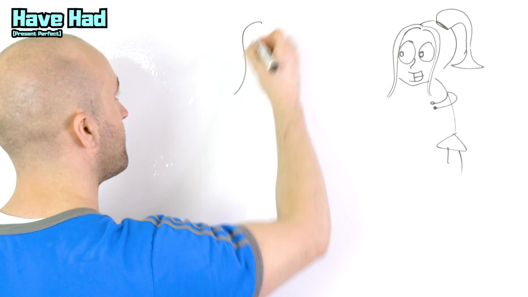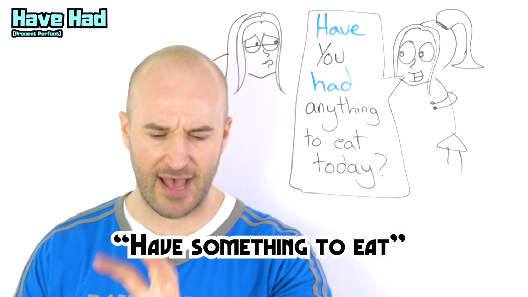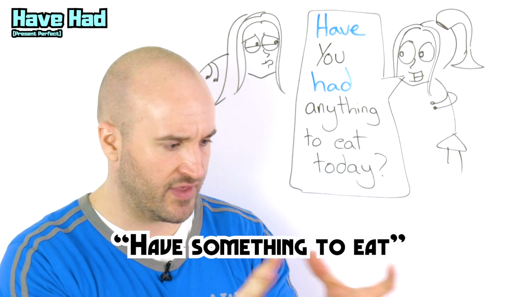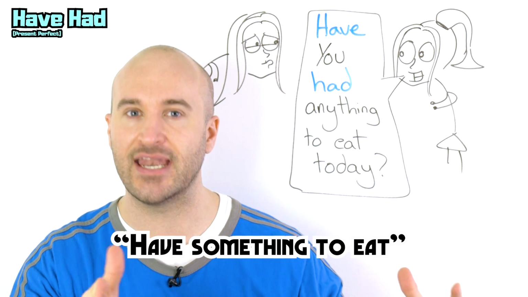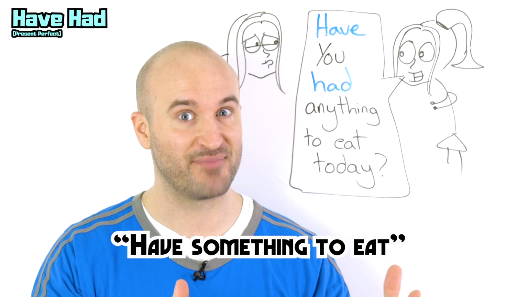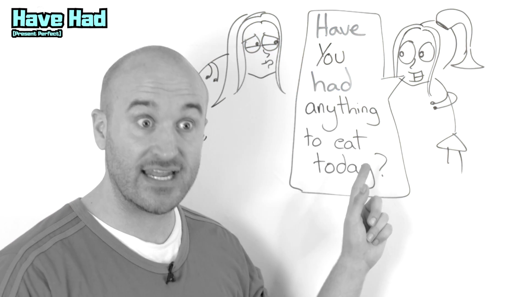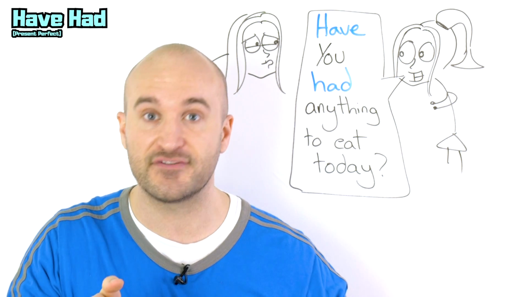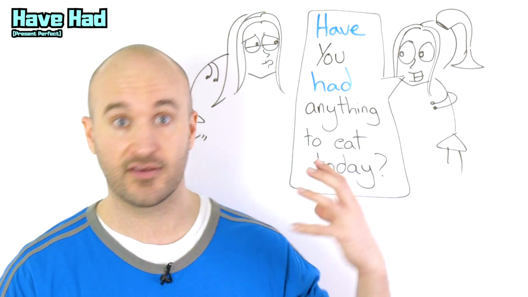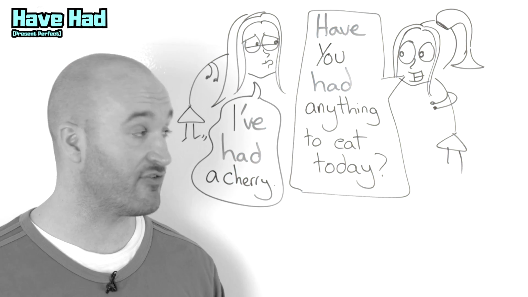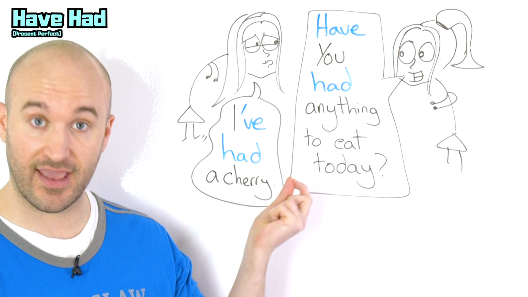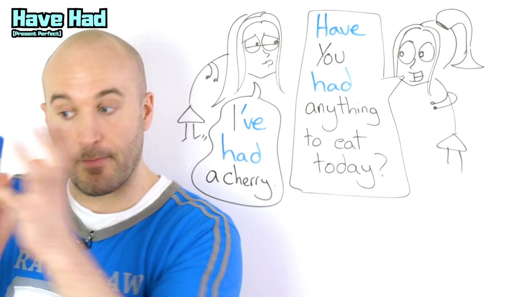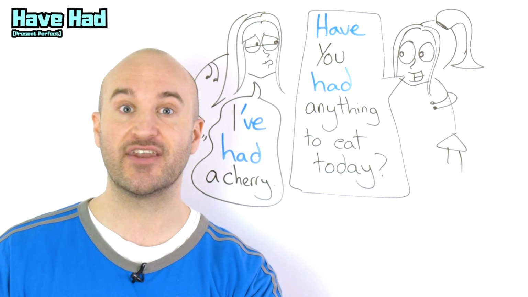For example, have something to eat. You want to know, did they have something to eat today? From the beginning of today until now. It's present perfect. So she'll say, have you had anything to eat today? Remember, today, that's still continuing. She's asking from the beginning of today until now. And her answer can be, I've had a cherry. You can contract have, I've had. So when you see have had, it's talking about something happening from a past time until now. How about the negative?